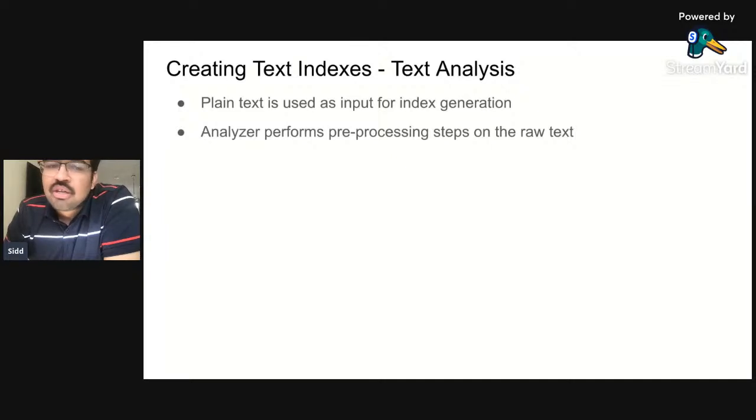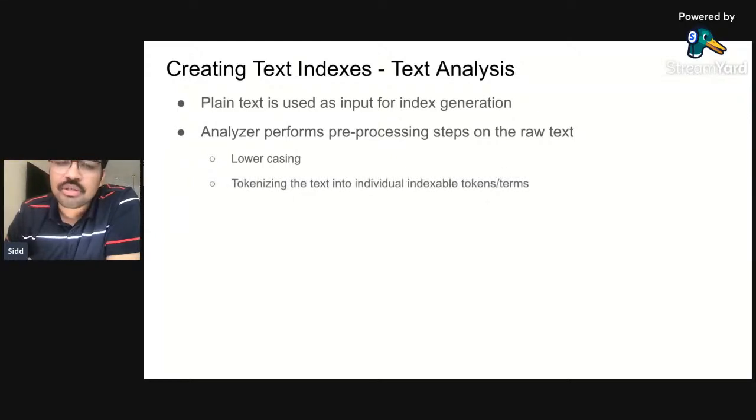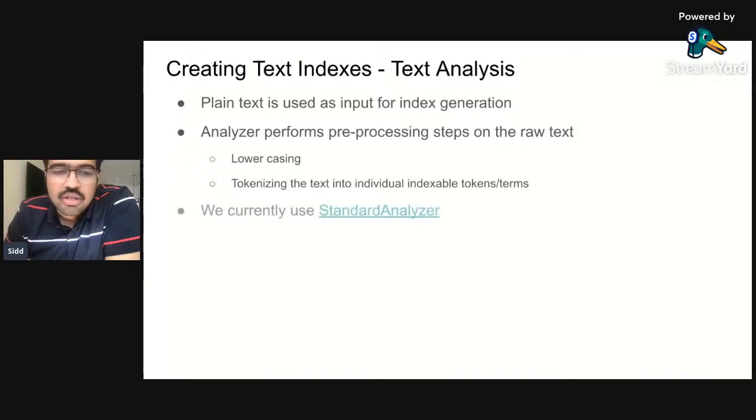The first step is the analyzer, which performs some basic pre-processing steps, like lower casing so that the searches are done in a case-insensitive manner, then tokenizing the text into individual indexable tokens or terms. So it uses a segmentation algorithm to basically separate your raw text into different words and terms. We currently use the standard analyzer.